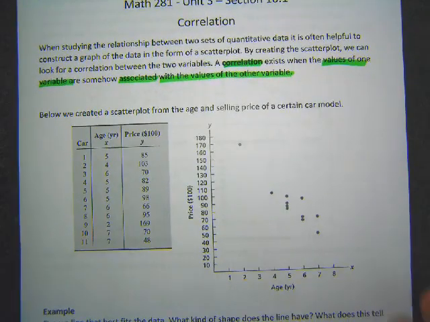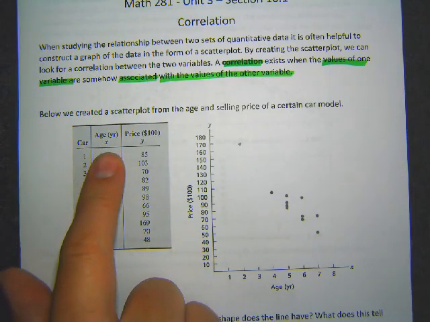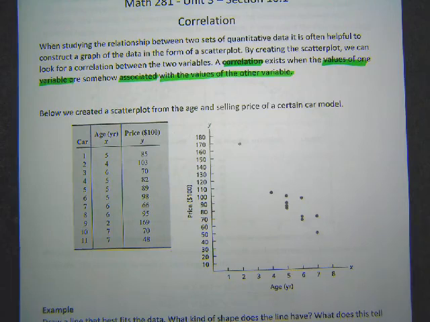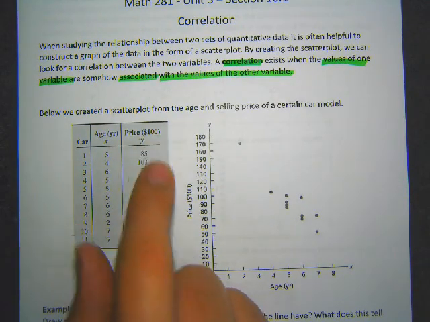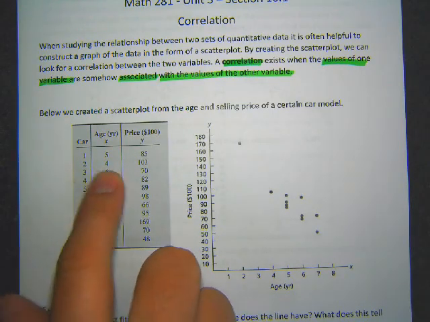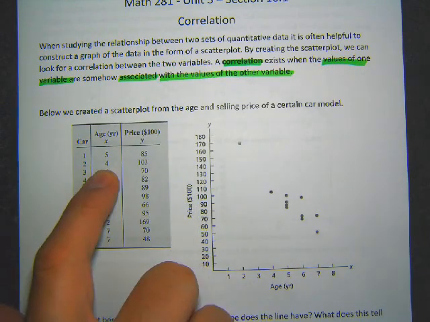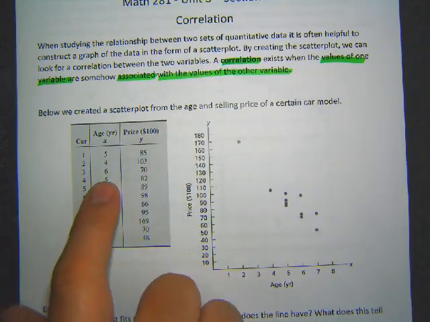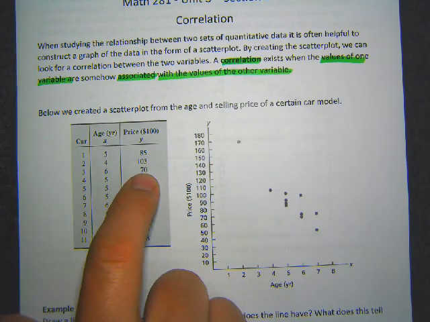Here we have an example. These are two different sets of data, the age of a car versus the price of a car. We're looking at one specific car model. If you sell it when it's only 1 year old, it's probably going to sell for like $8,500. Someone sold one when it was 5 years old for $8,500. Someone sold one when it was 4 years old for $103,100. Someone sold one at 6 years old for $7,000.